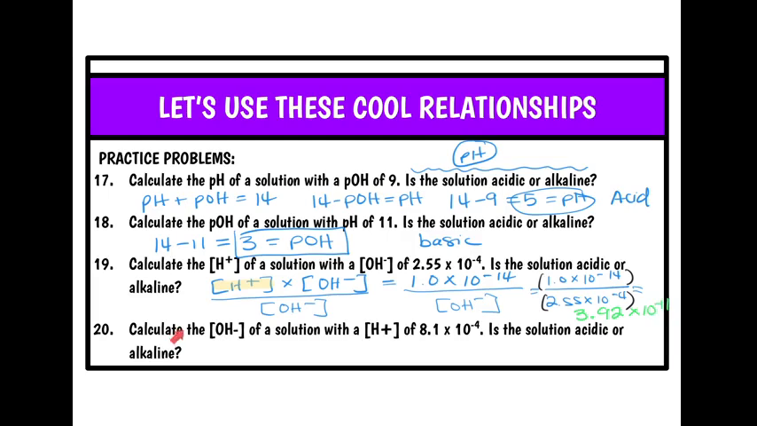So now, same thing, you go ahead, calculate number 20. And hopefully for number 20, you're coming out with a hydroxide ion concentration of 1.23 times 10 to the negative 11th.